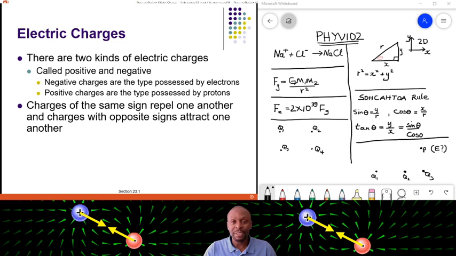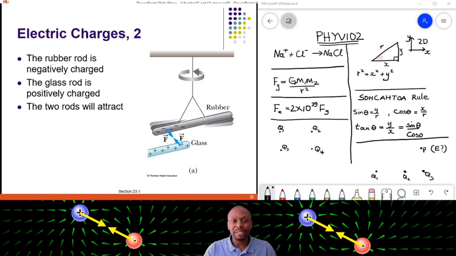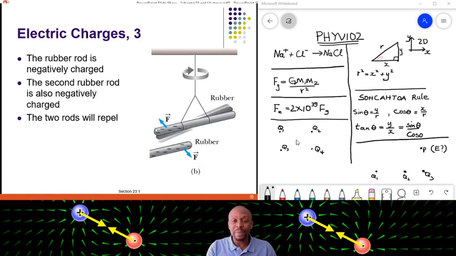attract each other. For example, say you bring a negatively charged rubber rod very close to a glass rod, which is positively charged. The force between these two will be an attractive force. However, if you bring this negatively charged rubber close to another negatively charged rubber, then these two will repel, because like charges always repel.